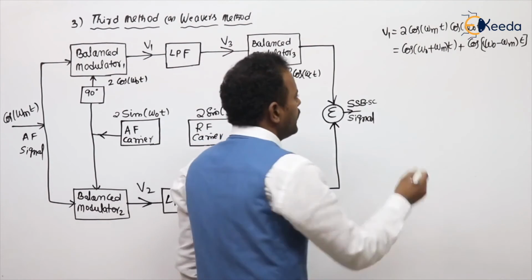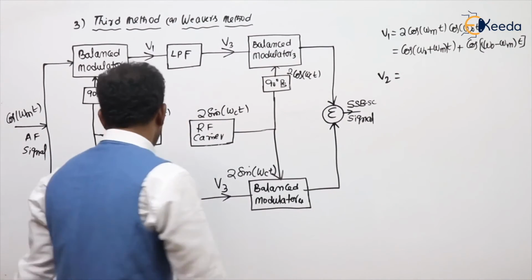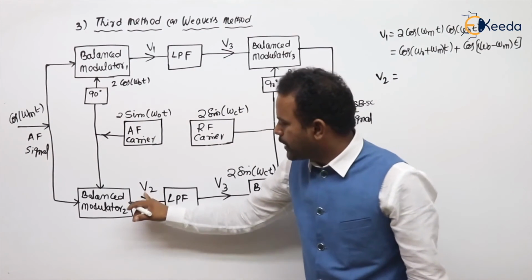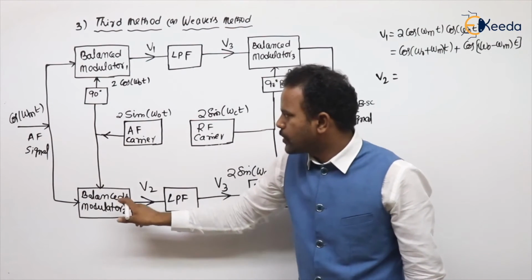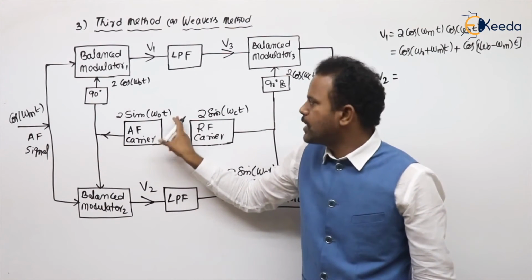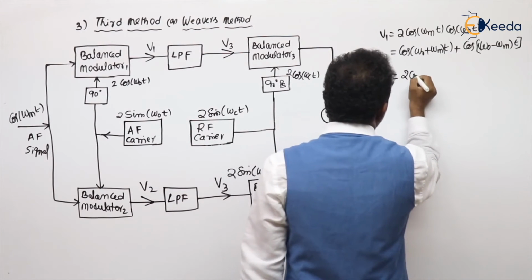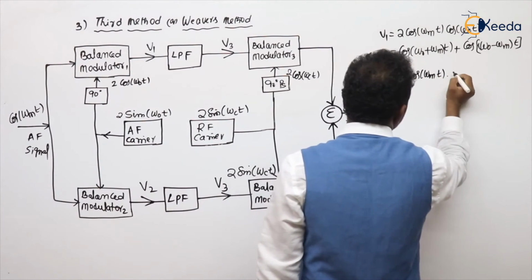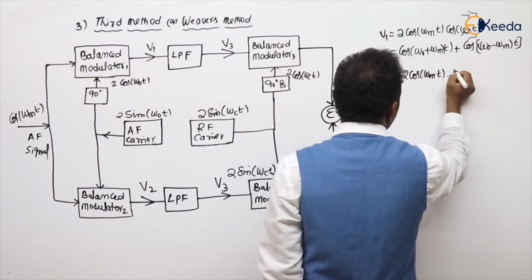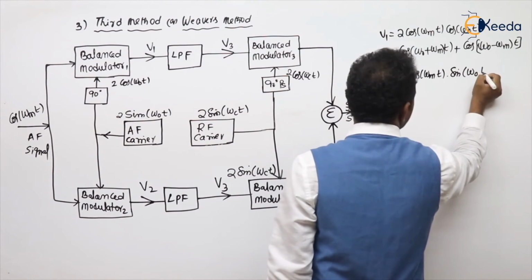Now see the second balanced modulator output. The second balanced modulator output is nothing but V2. What are the inputs coming? Same, one input is cos omega mt, another one is 2 sin omega naught t. So I can say V2 is 2 cos omega mt into, what is the other one? Sin omega naught t.